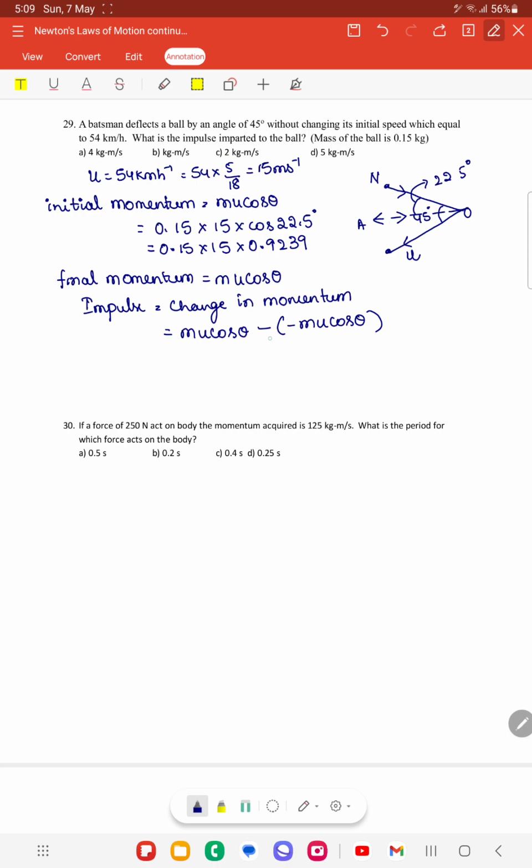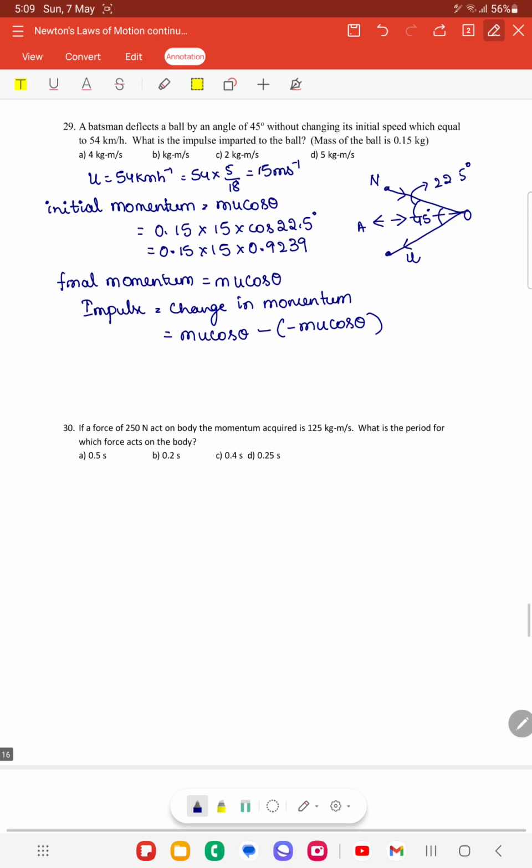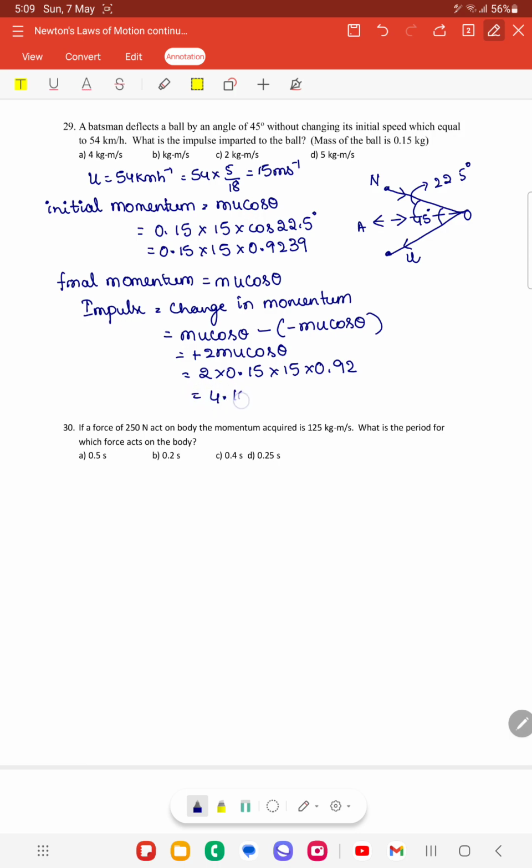So we have mu cos theta minus minus mu cos theta, which is plus 2 mu cos theta, that is 2 into 0.15 into 15 into approximately 0.92. So we have 4.16 kg meter per second. So option A is the right answer, approximating it to 4 kg meter per second.